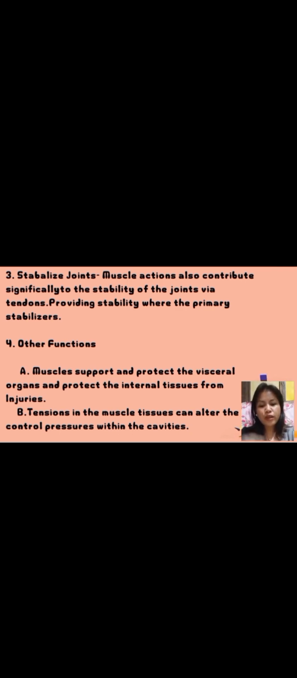The stability joints are the foot, knee, spine, cervical, and elbow. Number 4, the other functions. A. Muscles support and protect the visceral organs and protect the internal tissue from injuries. Ang muscles support ang pagprotekta sa visceral organ at pagprotekta sa internal tissues from injuries. Visceral organs are the soft interior organs of the body such as the heart and the lungs, and those in the abdomen such as the liver, pancreas, and intestine.